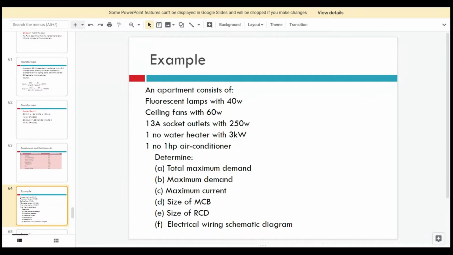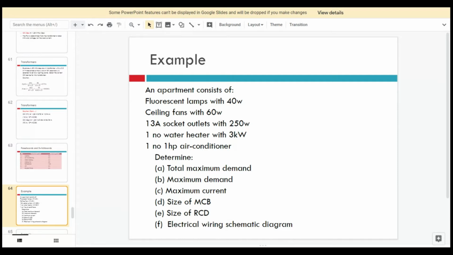So example, an apartment consists of fluorescent lamps with 40 watt, ceiling fans with 60 watt, 13 amps socket outlets with 250 watt, one number of water heater with 3000 watt, one number of 1 horsepower air conditioner. So from here, the question is to determine A, the total maximum demand, B, the maximum demand, C, the maximum current, D, the size of the MCB, E, size of the RCD, and F is the electrical wiring schematic diagram.